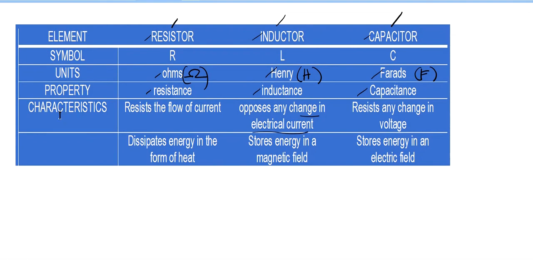Okay, anyway, continuing here, we have the resistor. It dissipates energy in the form of heat, whereas an inductor stores energy in a magnetic field, and a capacitor stores energy in an electric field. Right, so those are for the passive elements.